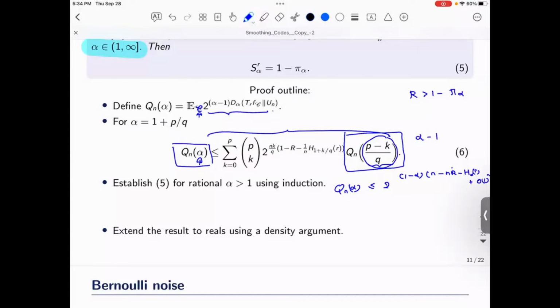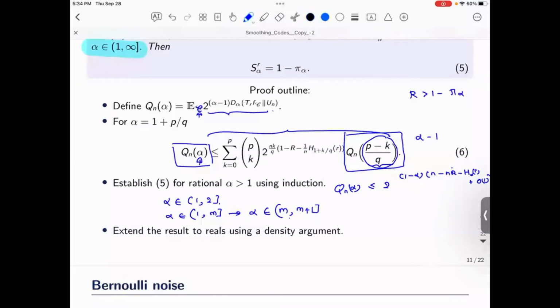We first prove that this statement holds for alpha between 1 and 2. And with induction, we show that if it works up to alpha within this range, then it works for alpha in this range as well. So we have proven equation 5 for rational alpha between 1 and infinity.